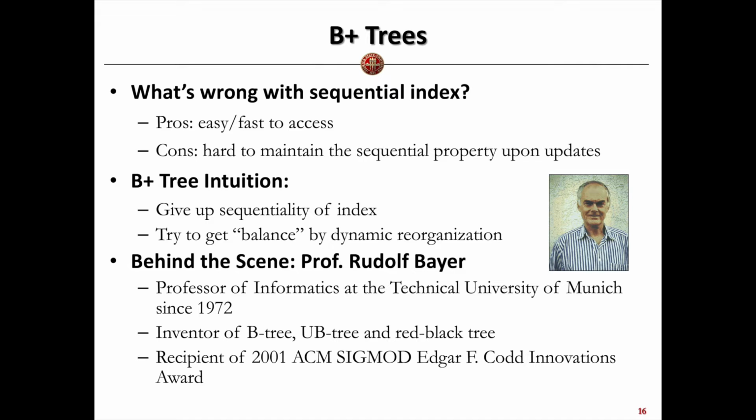Therefore, because of these problems, we have to propose a new data structure to maintain these index tables, which is called the B plus tree. The B plus tree intuition is to give up the sequentiality of the index and also try to get a balance of these dynamic organizations of the indexed entries as we run the system to do some updates of the tables.